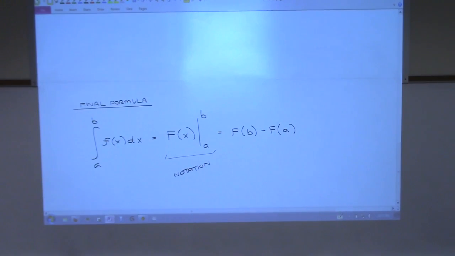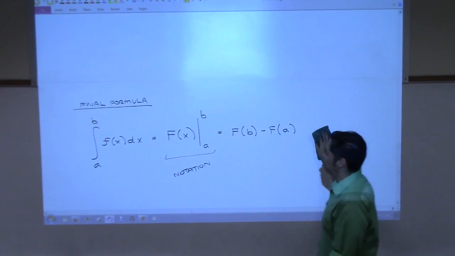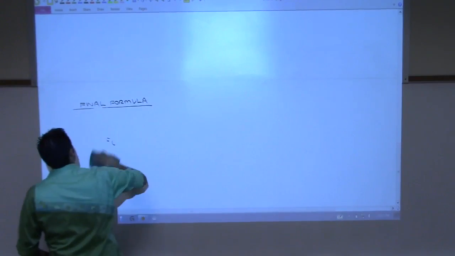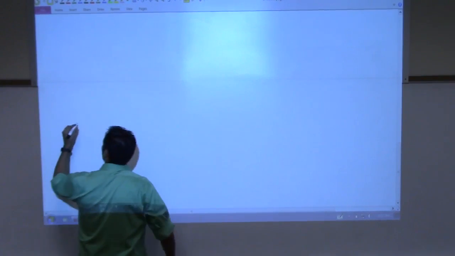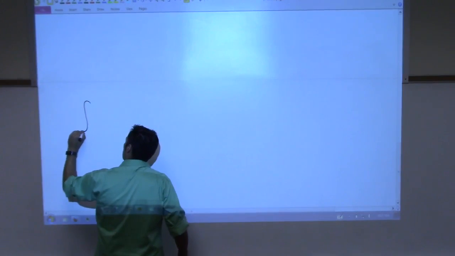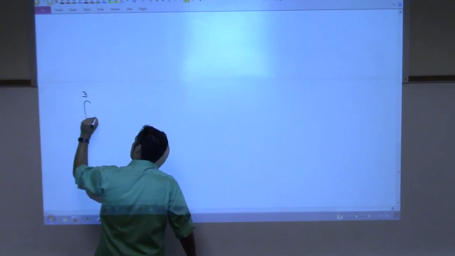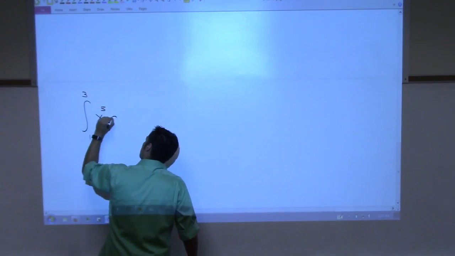You ready for an example? Okay. So let's do this. I would like us to evaluate this integral. Integral from 1 to 3 of x to the 5th dx.